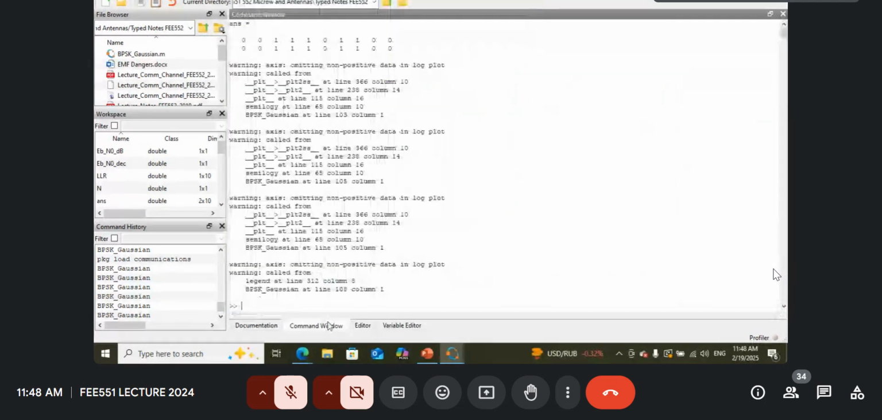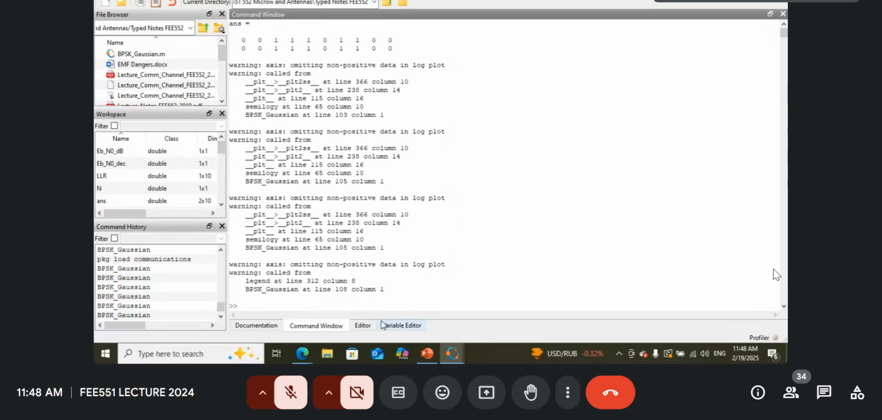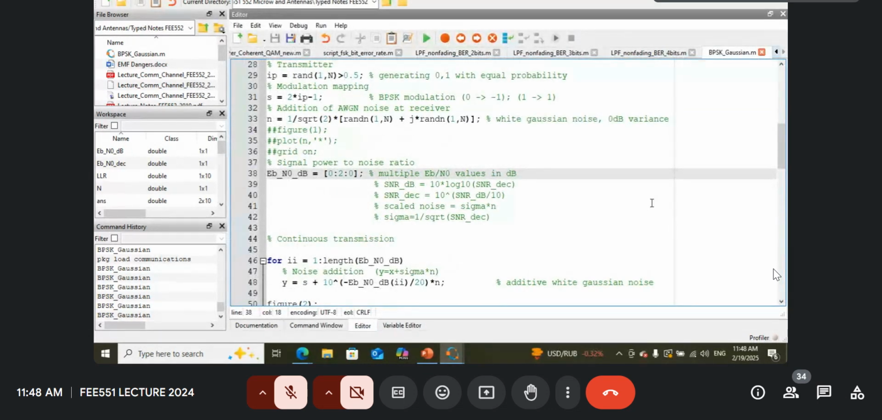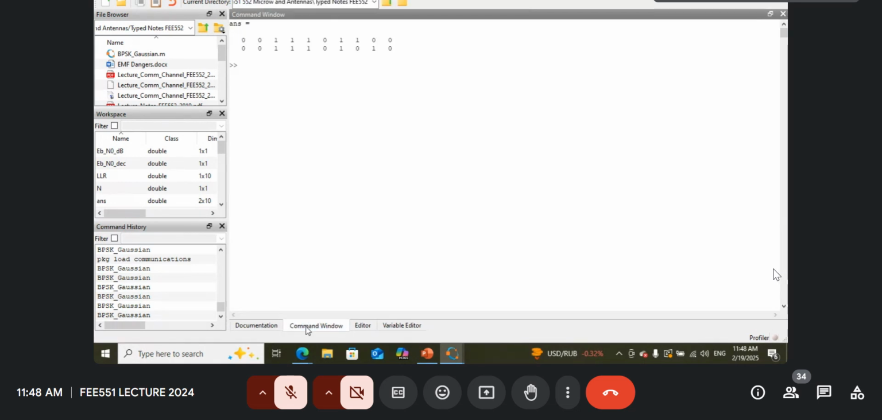0 dB noise power should be the same as symbol power. I'm not seeing errors there. It's calculating them correctly all the time. Yeah, now you can see at -4, the output has error.